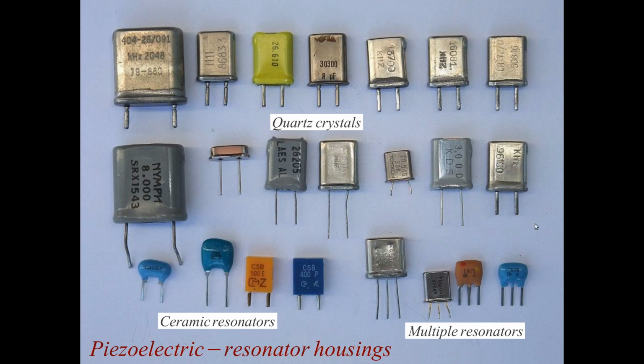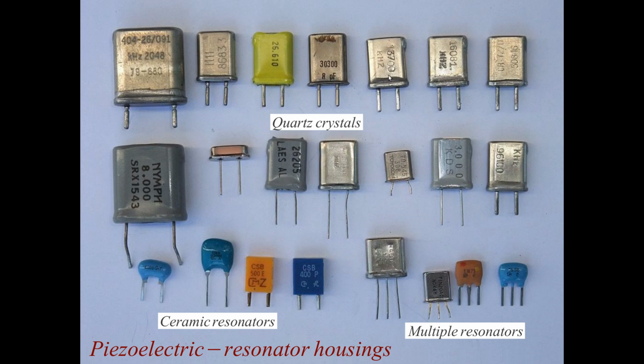I also show on the same picture some ceramic resonators. Ceramic resonators do not achieve such a high Q, so they may have resin housings or even plastic housings, because their Q is much lower than that of quartz crystals. Some quartz crystals may also have a plastic envelope around the metal can with soldered top here.